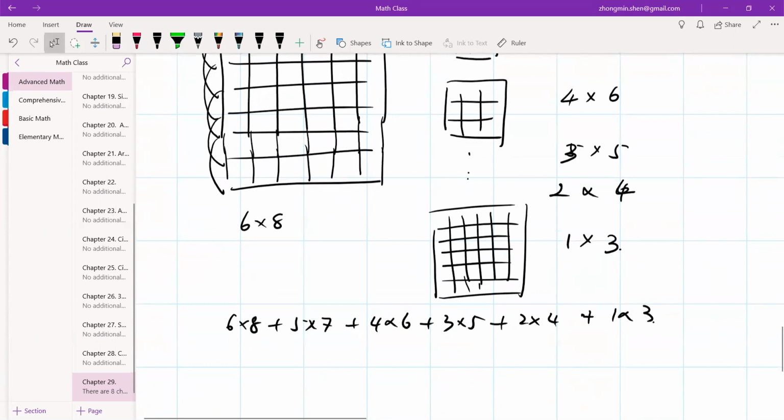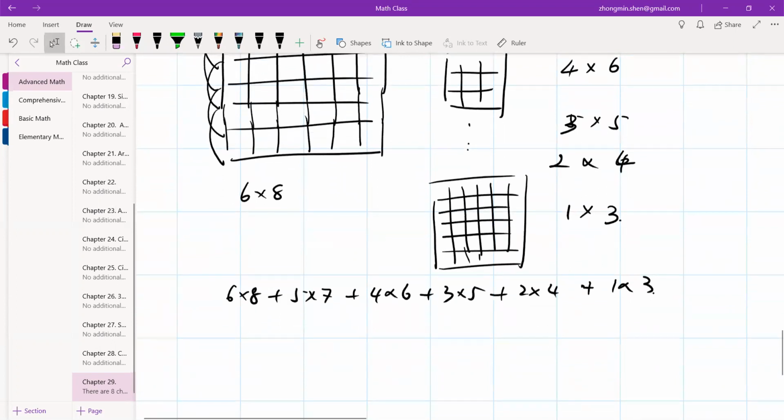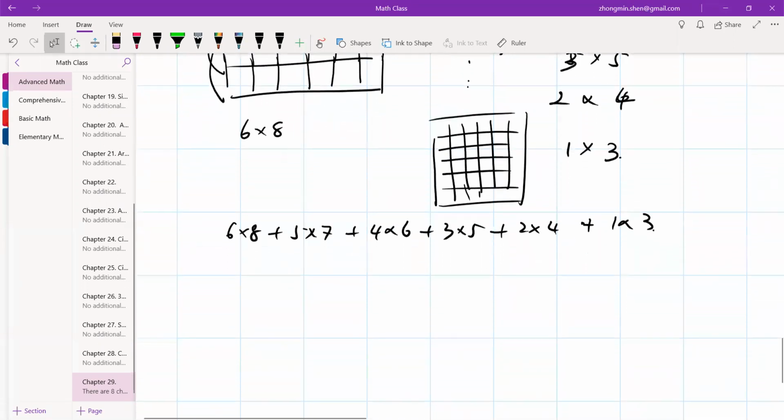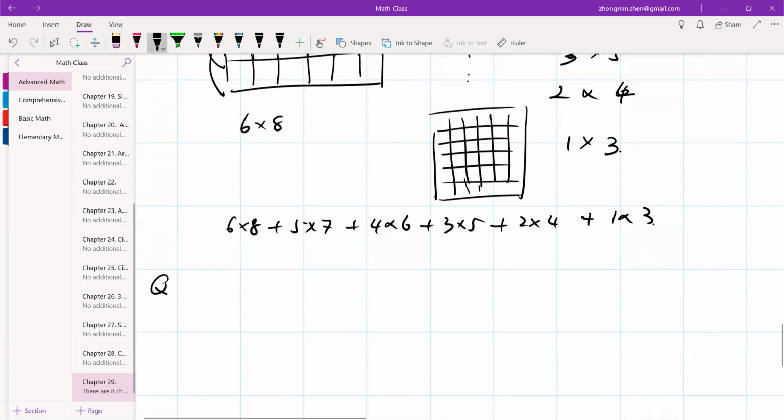We're not able to simplify directly. You can use a calculator to figure it out. So that means we have to divide the squares into different groups of the same size, and then you count the squares of the same size. Okay, and this idea will be used to solve the following problem.